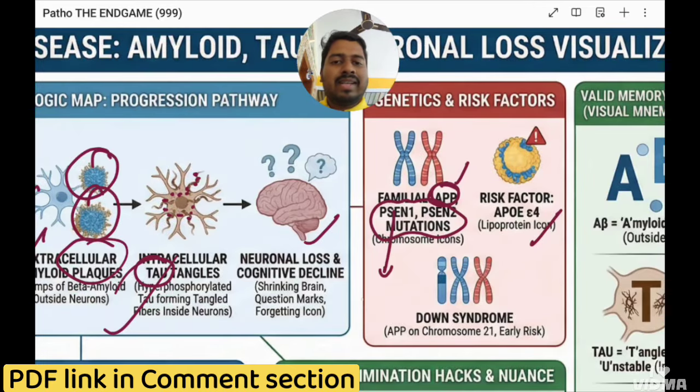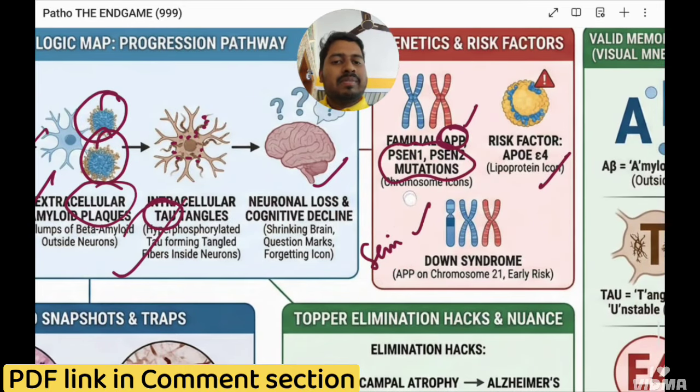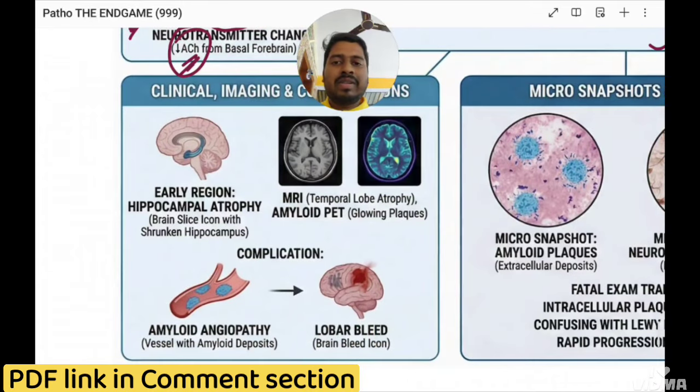PSEN you can remember as senile, SEN. So that is how you'll remember. Now, if there is an adult Down syndrome patient in an MCQ who has developed some memory issues, then early onset Alzheimer's is seen in Down syndrome because this APP is present on chromosome 21. So Down syndrome patients are at early risk, but for that they should survive into adulthood.